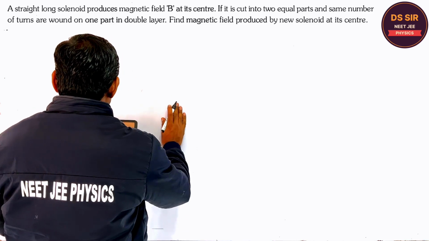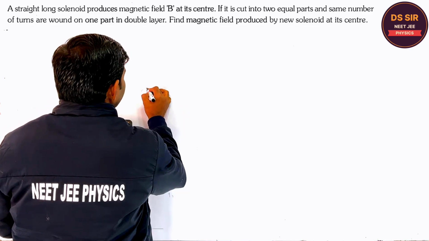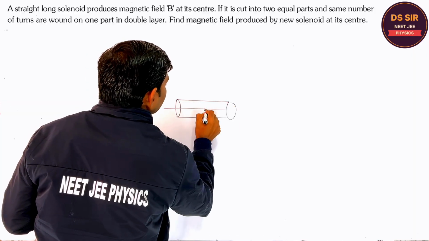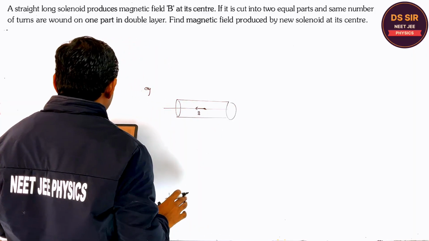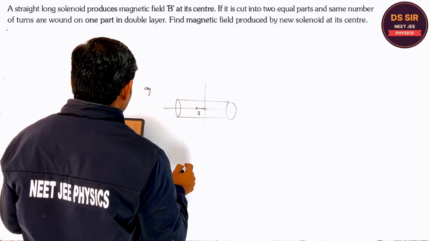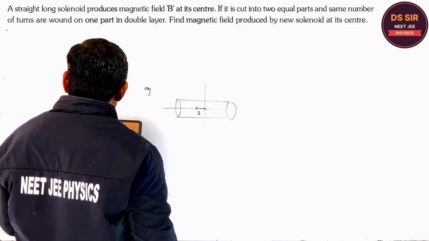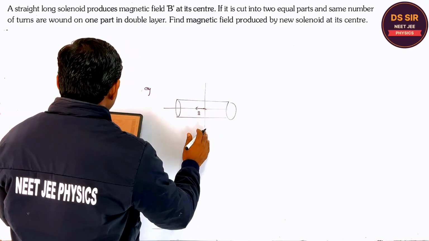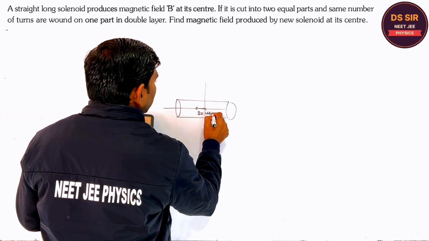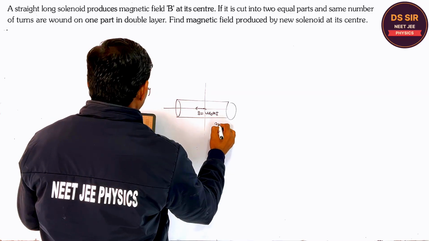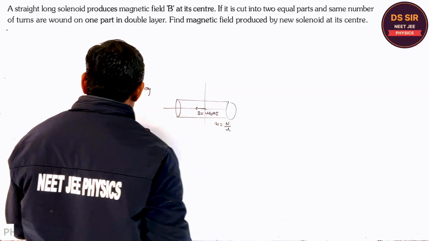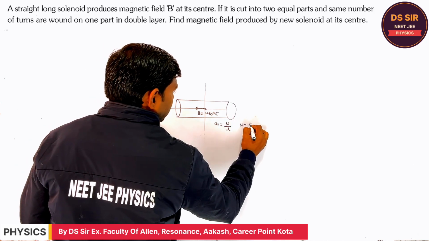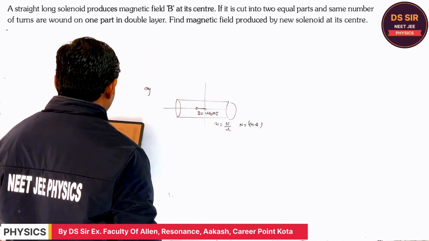A straight long solenoid produces a magnetic field at the center. Suppose this is the solenoid and the magnetic field at the center is B. It is cut into two equal parts. Now the same number of turns are wound over one part in a double layer. In this case the magnetic field is mu naught N i, where small n is capital N upon L. Is it clear or not? Yes. Now the number of turns is n into L. Is it clear or not?